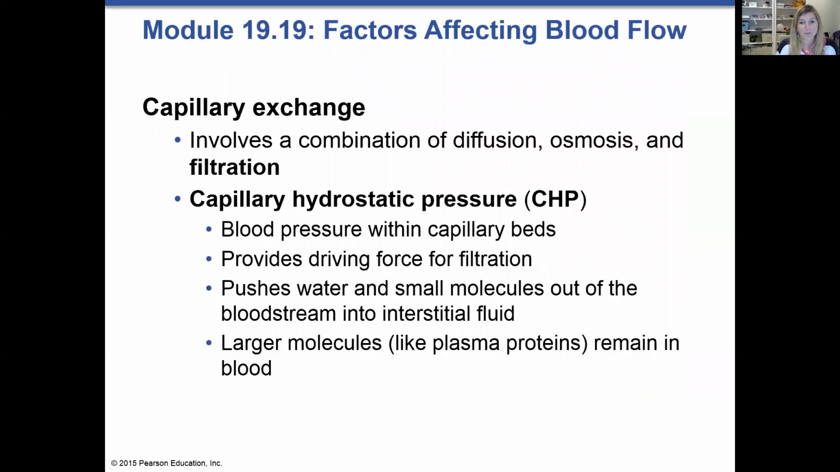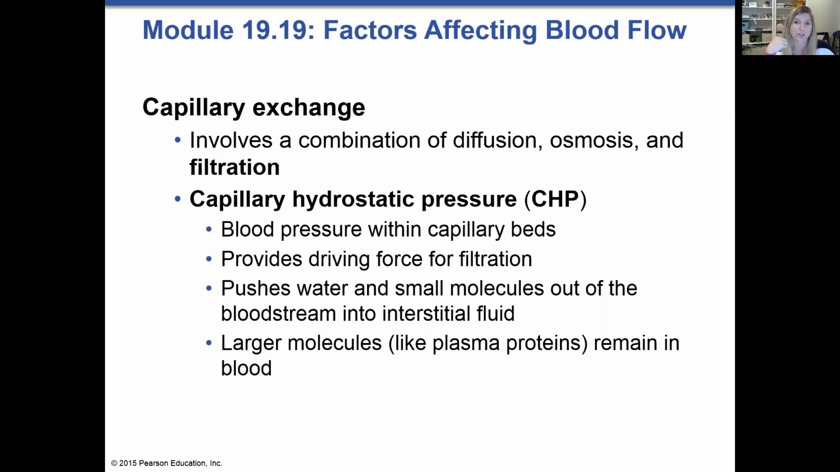We also have capillary exchange that's going to be affected by flow. So capillary exchange is a combination of diffusion and osmosis as well as filtration. So there's lots of different forces playing a role here. Capillary hydrostatic pressure, or CHP, is the blood pressure within the capillary beds. This is the driving force for filtration. This is pushing water out of the blood and into the interstitial fluid. So capillary hydrostatic pressure is pushing out.